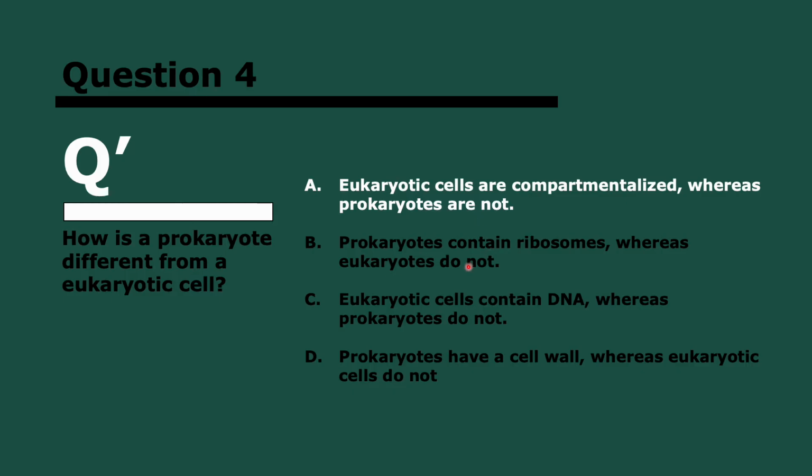B is false because both have ribosomes. C is false because both have DNA. And D is false because some eukaryotic cells, like plant cells, can have DNA as well.